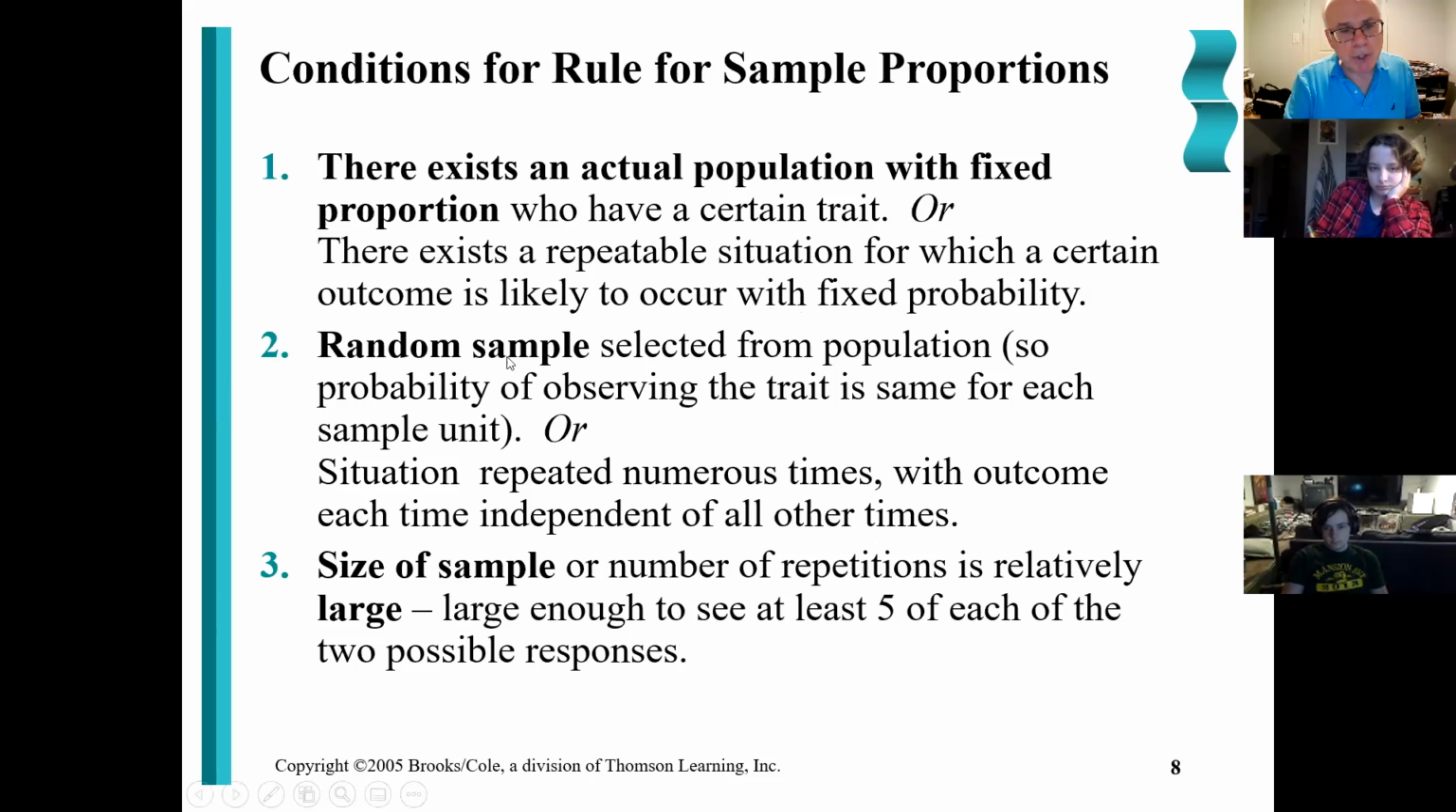Number 2, we randomly select a sample from the population, or we just, again, repeat an experiment over and over again and come up with an estimate. And we have to make sure that each outcome of the experiment is independent. Remember, independence is important. And then we have to have a large enough sample. Large enough sample. That's what it means here.